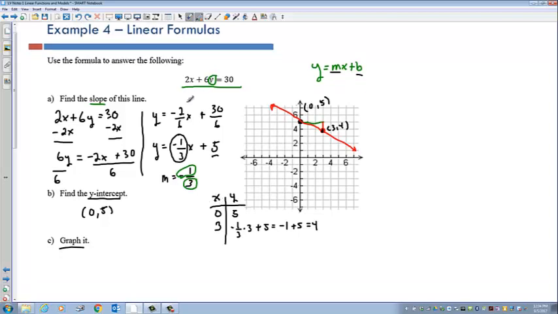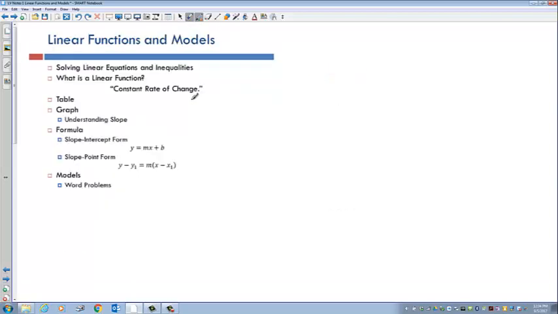The next problem I want to look at involves the slope point form. So let's talk a little bit about the second type of equation, right? So you have the slope intercept form, and it's called the slope intercept because you have the slope and the intercept. And then we have what's called the slope point form.